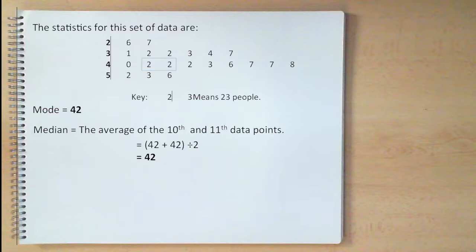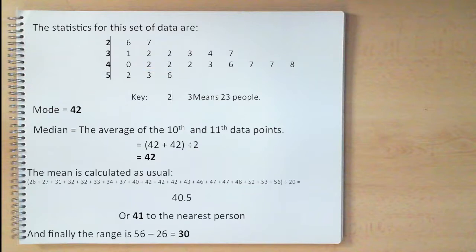The mean, unfortunately, you're going to have to calculate in the usual way, adding up all of the values, and that is always going to be by far the simplest and quickest way to do it. So you end up with 40.5, or 41 to the nearest person. And you can very quickly work out what the range is, because you've got the highest number and the lowest number. Subtract one from the other, and in this case you get the answer of 30.